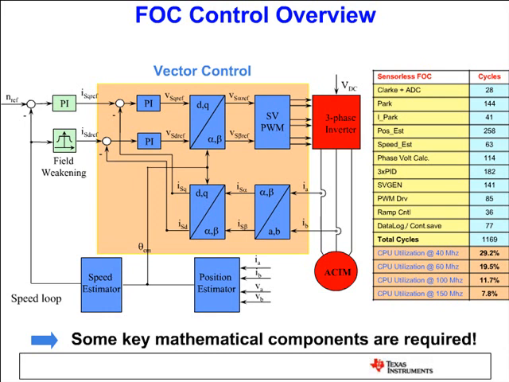Now, if you look at the right-hand side, I put the number of cycles of each block. So typically, a sensorless FOC, which is one of the most challenging, mathematically intensive ones, for Piccolo kind of devices like 60 megahertz, uses less than 20% of the CPU. This number is great. When I compare this number with our competitors, I think we are the best in terms of CPU utilization. So we use only 20% of CPU.